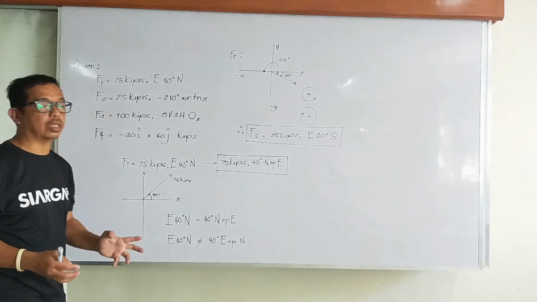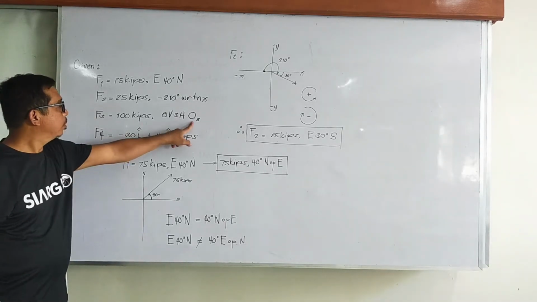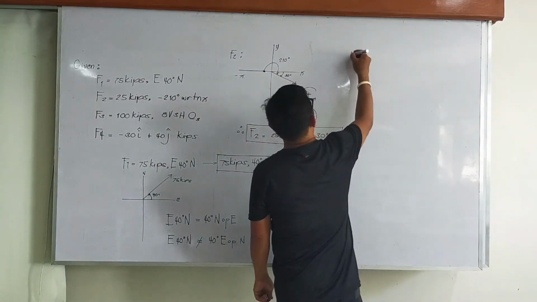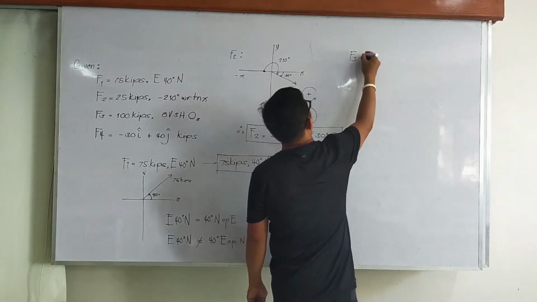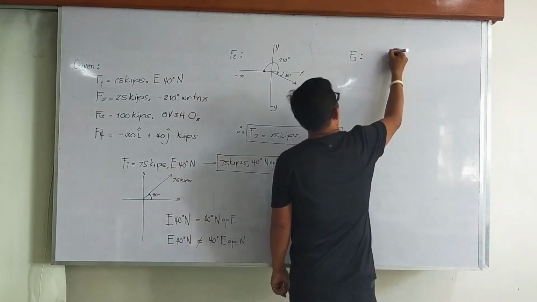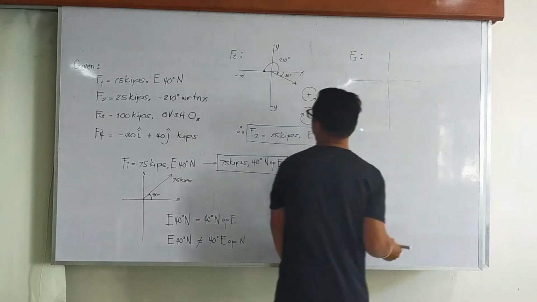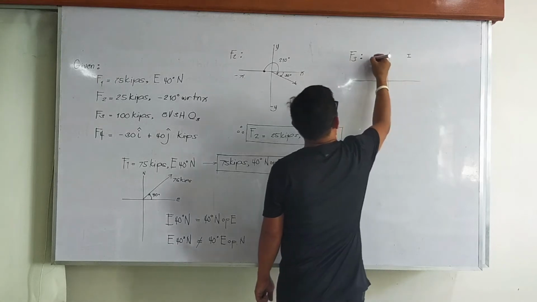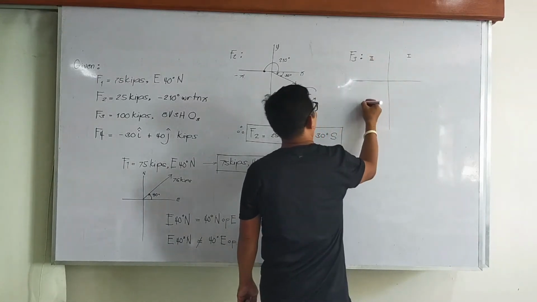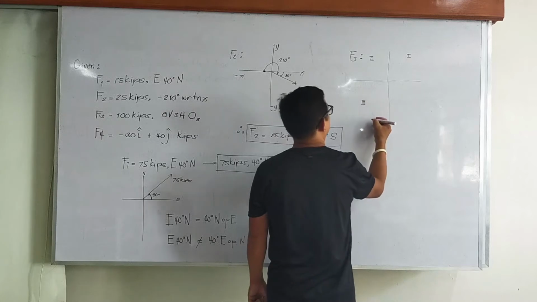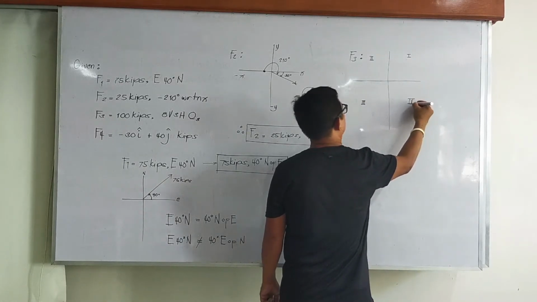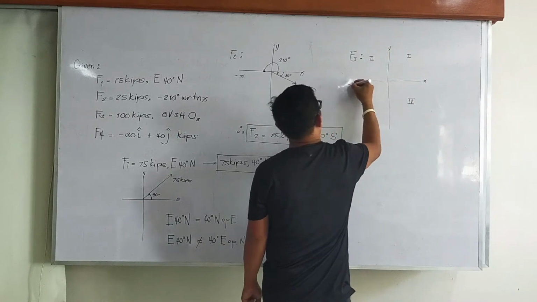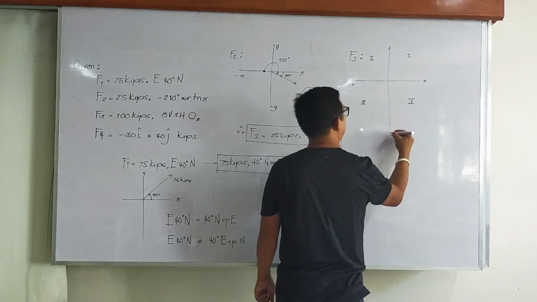So, paano ba doon sa F3? Una, sinabi quadrant 3. So, for our third vector, that is F3, semi-plot lang natin din sa Cartesian plane. We have a plane divided into 4 quadrants. First quadrant, second quadrant, third quadrant, and fourth quadrant. Positive x, positive y, negative x, negative y.